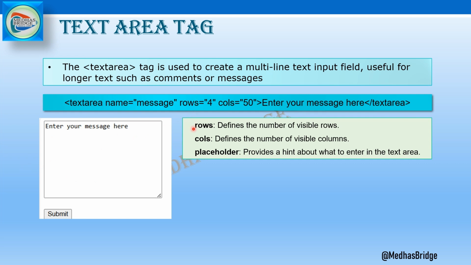Rows defines the number of visible rows. Columns defines the number of visible columns. Beyond that, it will probably scroll up and scroll down. Okay, great.